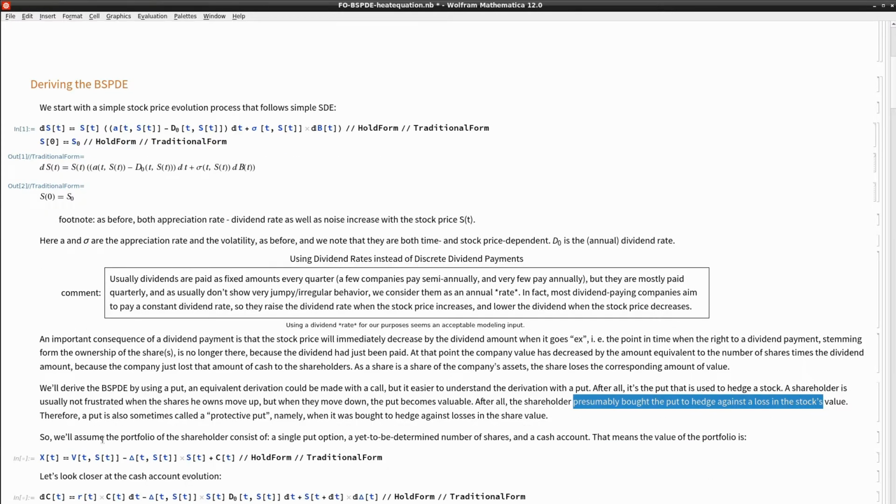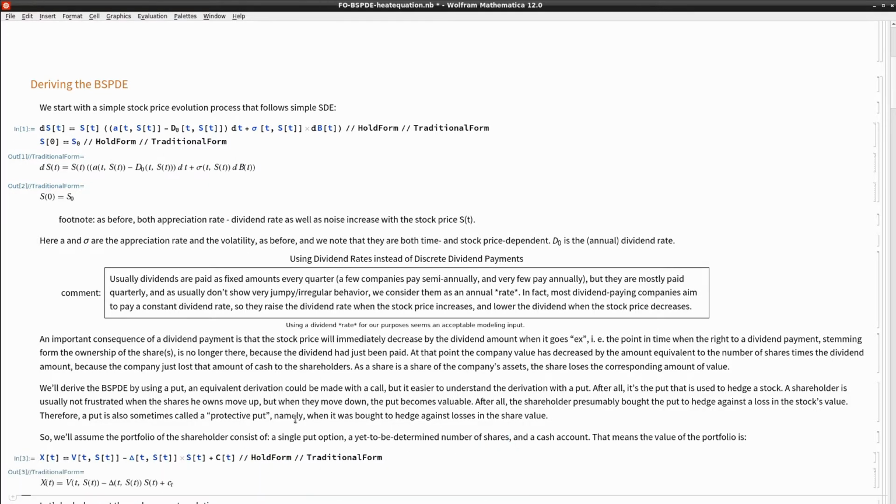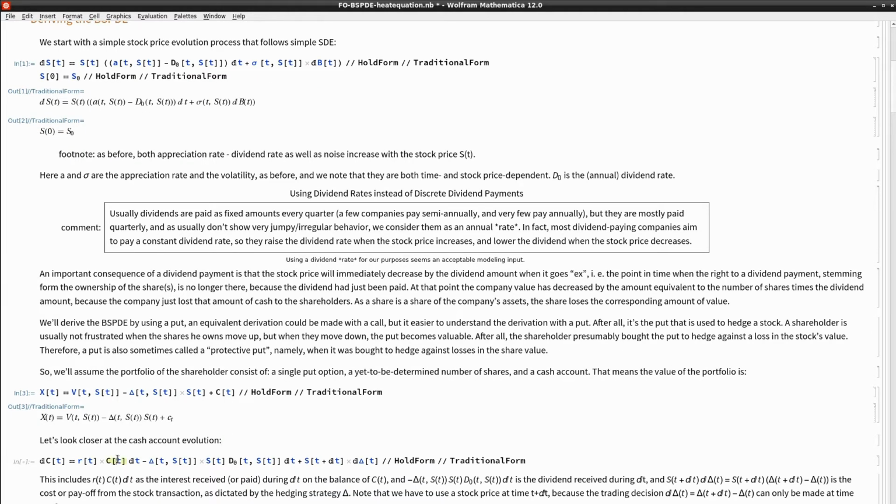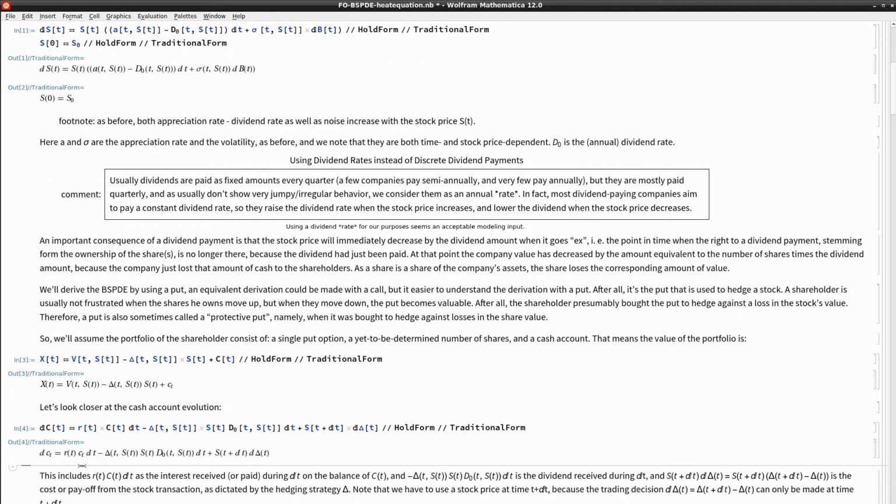So that means we'll assume that the portfolio of the shareholder consists of a single put option, a yet to be determined number of shares, which we will call delta in the future, and a cash account. That means our portfolio value, which we call X(t), is now the value of the derivative minus a ratio of shares plus cash. Okay, so let's look at how the evolution for that would develop.